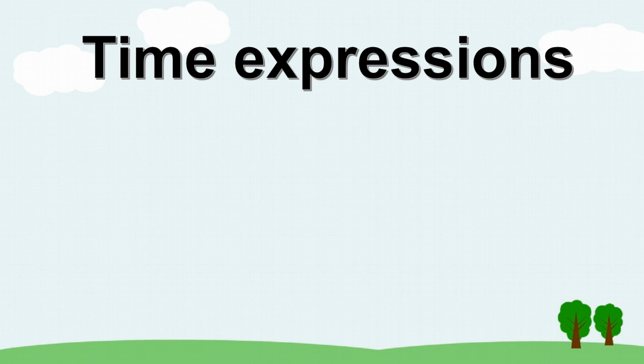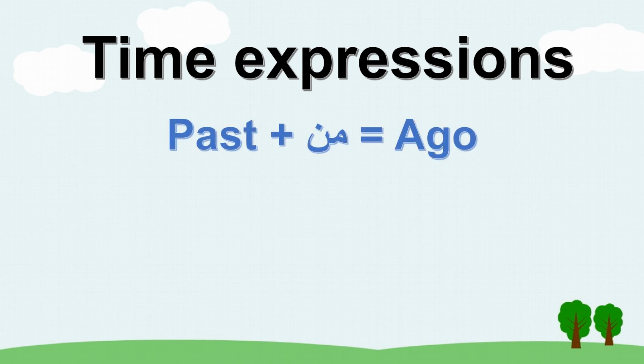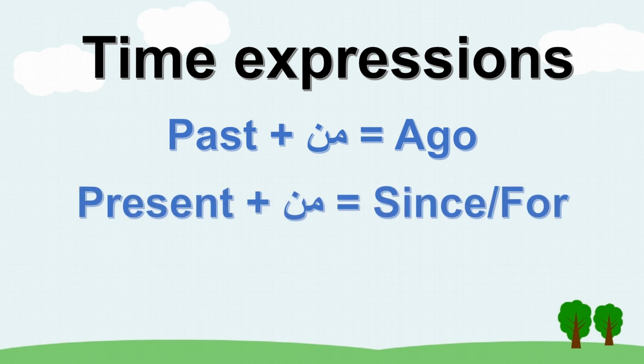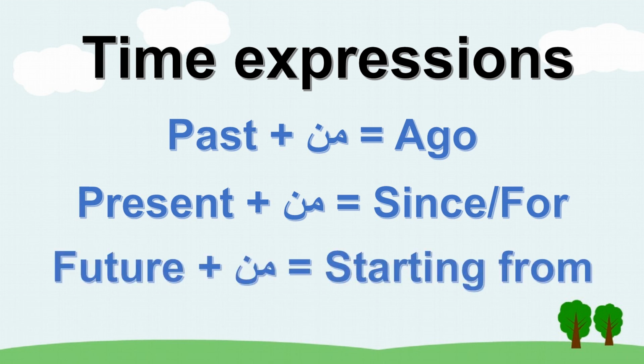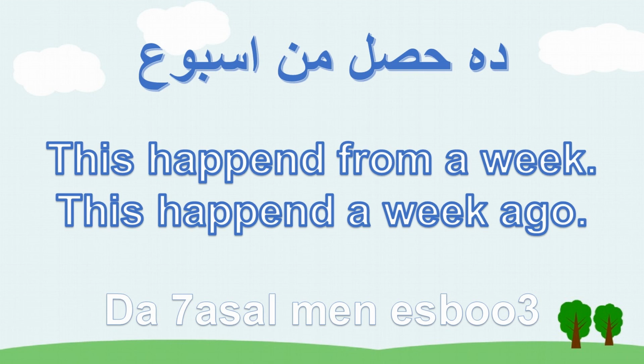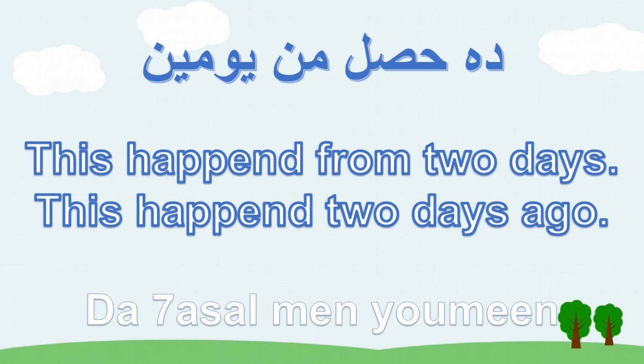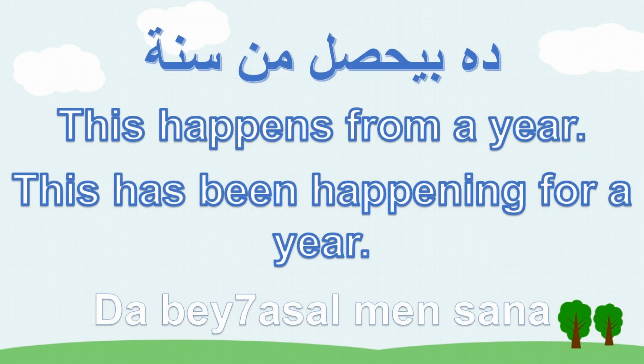This preposition plays an important role when it comes to time expressions, because if it is used in a sentence in the past tense, it means ago, and if it is used with the present tense, it means since or for, and when you use it with the future tense, it means starting from. For example, ده حصل من أسبوع. ده حصل من يومين. Let's use it with the present tense.